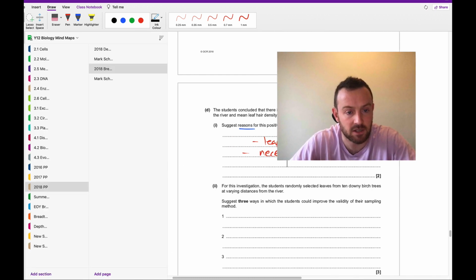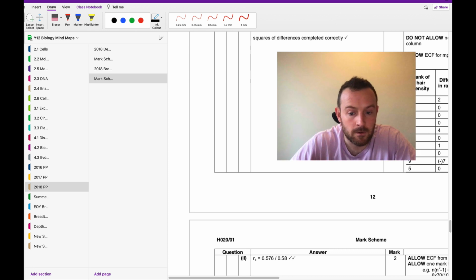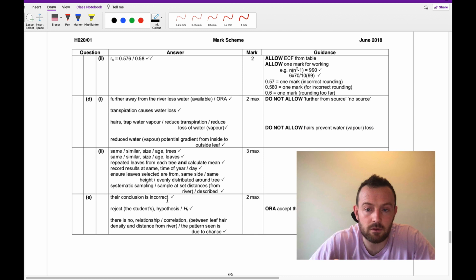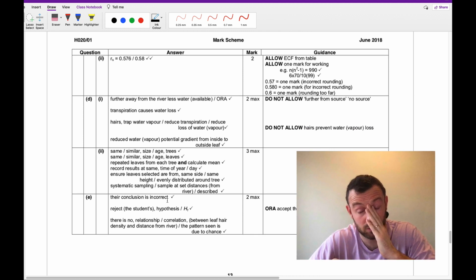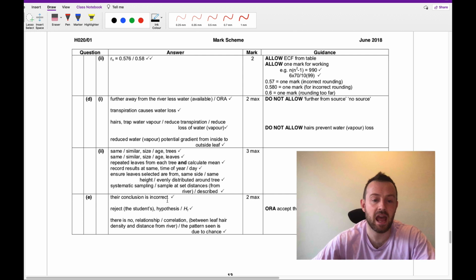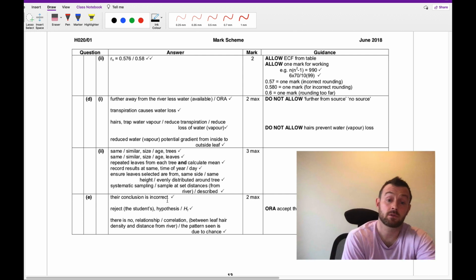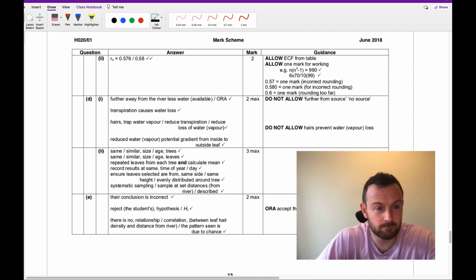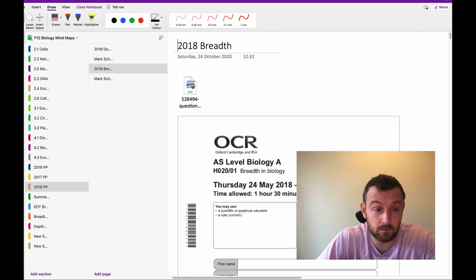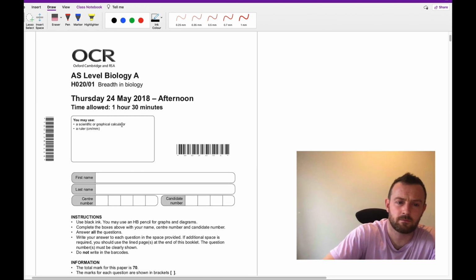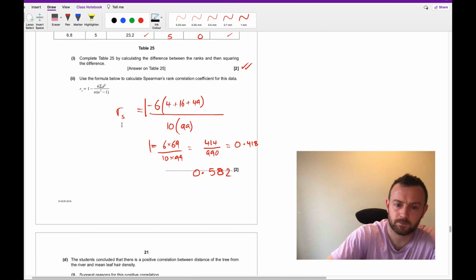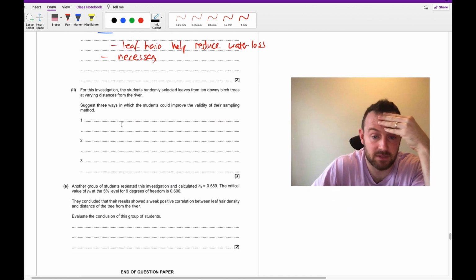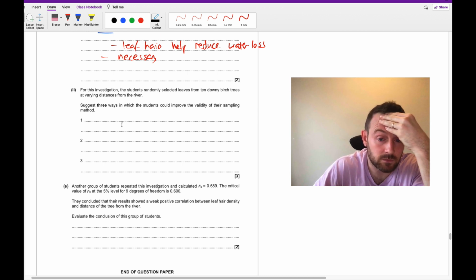Let's look at the mark scheme there. There's no need for me to write it out in full. Here it is. Further away from river, less water available, transpiration causes water loss, hairs trap water vapor or reduce transpiration, and they reduce the water potential gradient. So those are all the things that we said. Oh, we've gone up to the top for some reason. Scroll down. Okay.